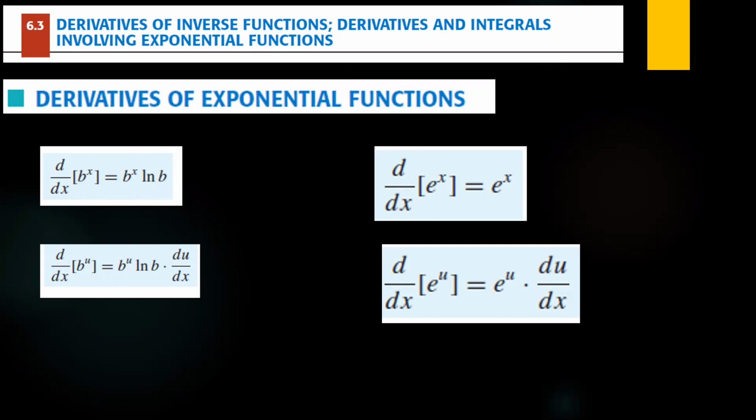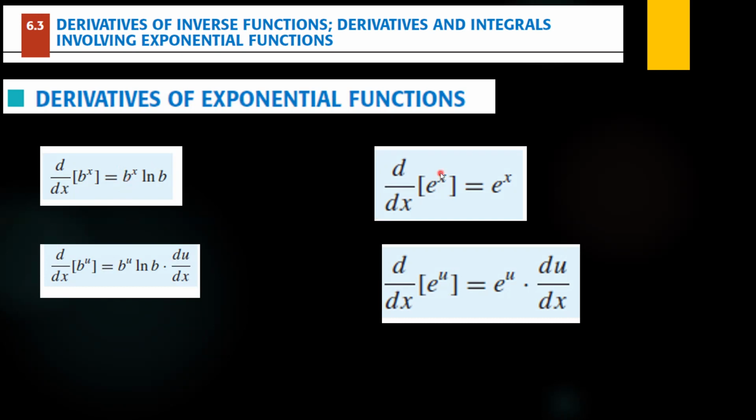How to find the derivative? As you see here, the derivative of b to the power x, like any number to the power x, is b to the power x ln of b. And if you have u, like 2x plus 1 or 2x squared, for b to the power u, the derivative will be b to the power u times ln b times du over dx. So if you have b to the power x, its derivative is b to the power x ln b.